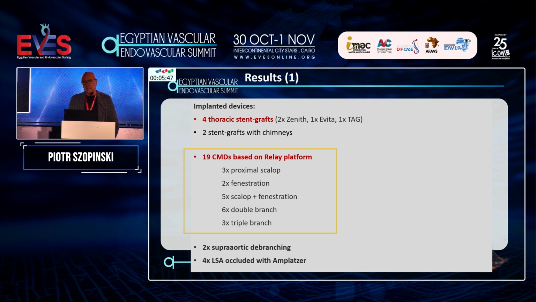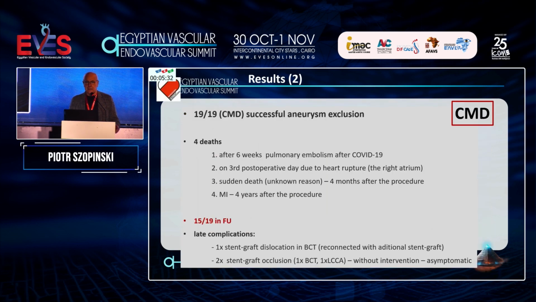And finally, as Professor told before me, whenever it's possible and whenever it's needed, we are using a triple branch or double branch technique. In some of the cases, absolutely at the beginning, we also used the Amplatzer to cover the left subclavian artery to avoid type 2 endoleak from that artery. But now, as I mentioned, whenever it's possible, we are trying to save this artery.